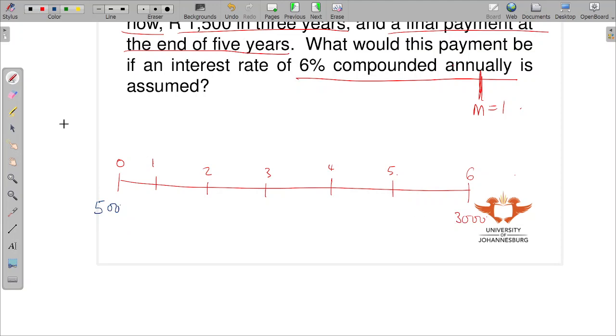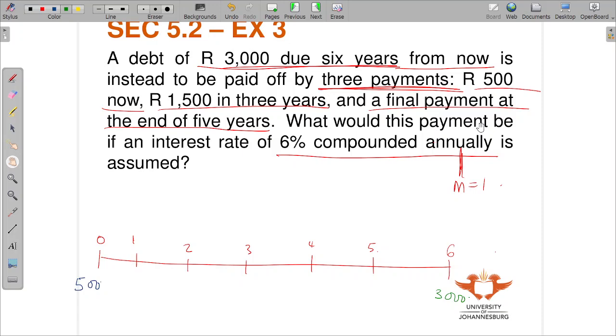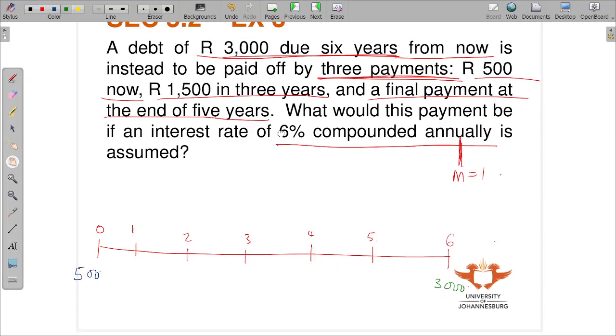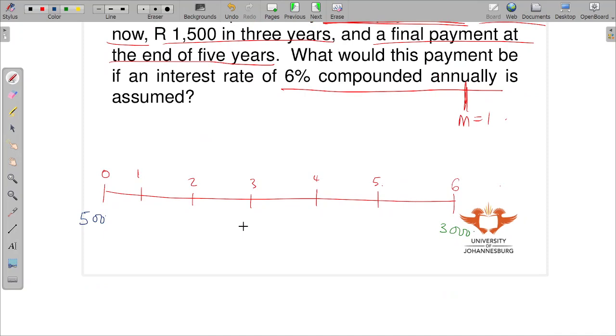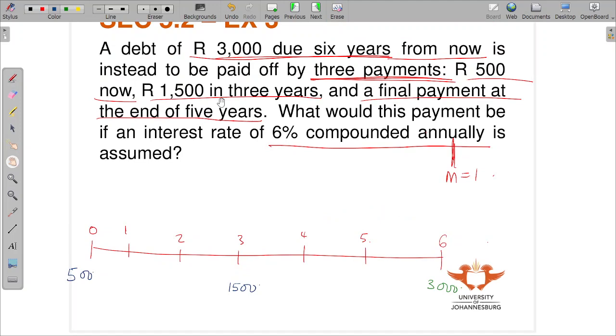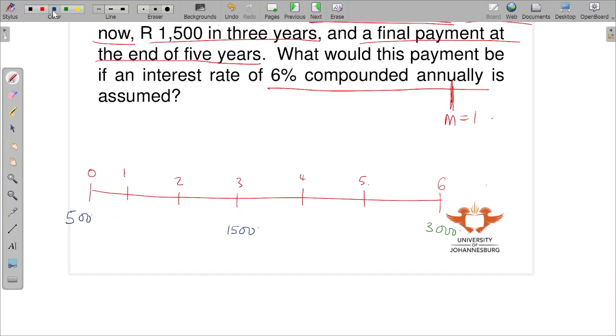This is the debt to be paid. Let me use green and say, okay, that is the debt to be paid: 1,500 in 3 years, and the final payment at the end of 5 years. I don't know the final payment, so let the final payment be X. Okay, so these are payments.